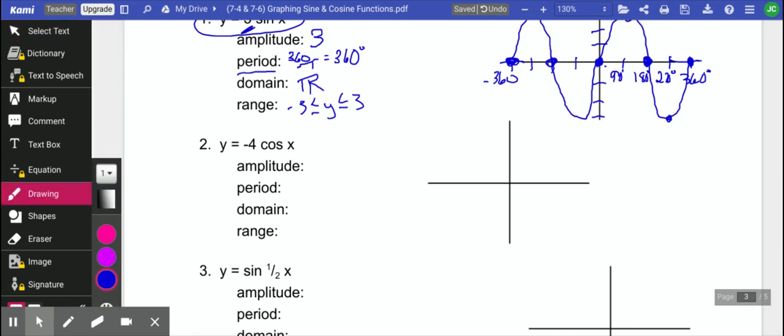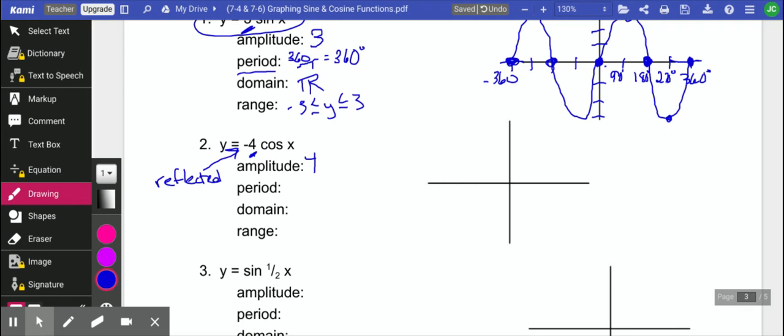All right, so starting with some key features. The amplitude is this number out in front. It's 4. Oh, but that 4 is negative. Now, the amplitude is never negative, so that means it's still going to go up 4 and down 4, but this negative is going to cause it to be reflected. All right, we'll come back to that.